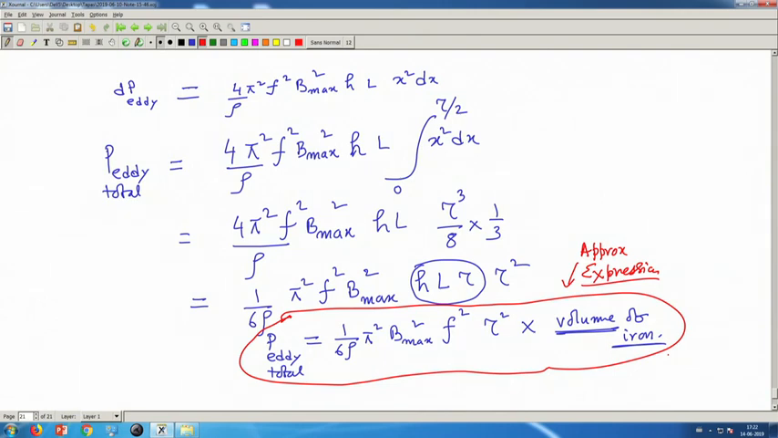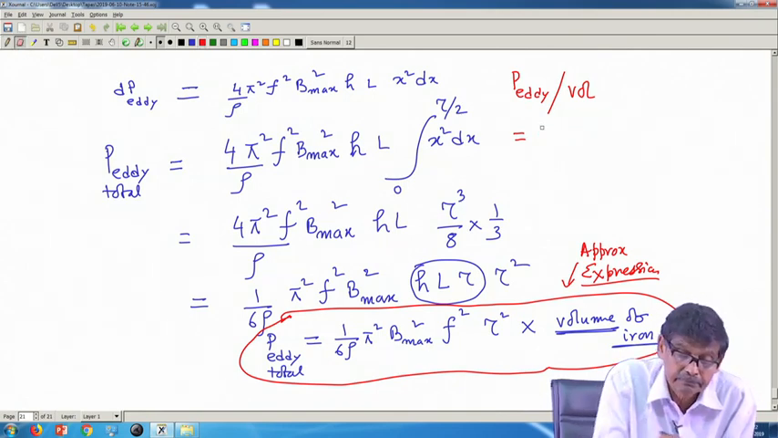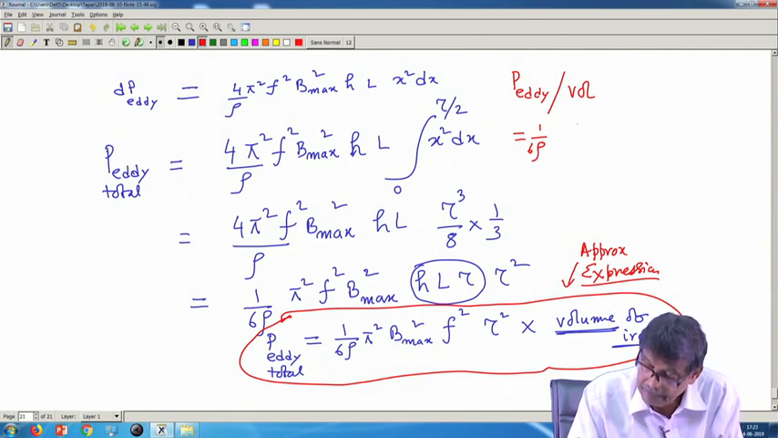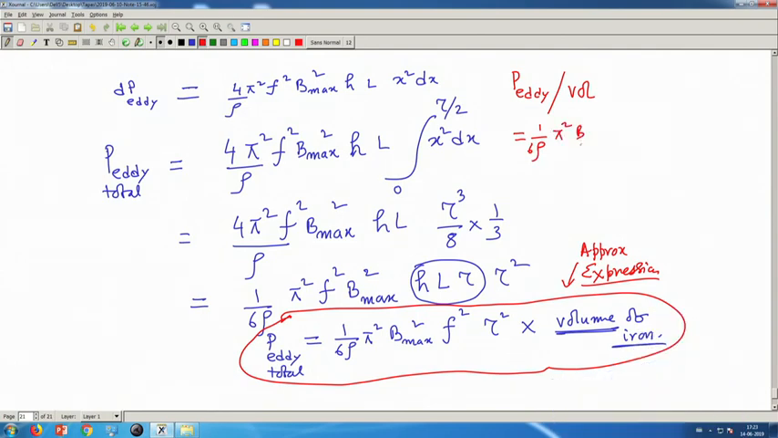So, better write P eddy, power loss per unit volume, is equal to 1 by 6 rho pi square B max square f square tau square, watt per unit volume.